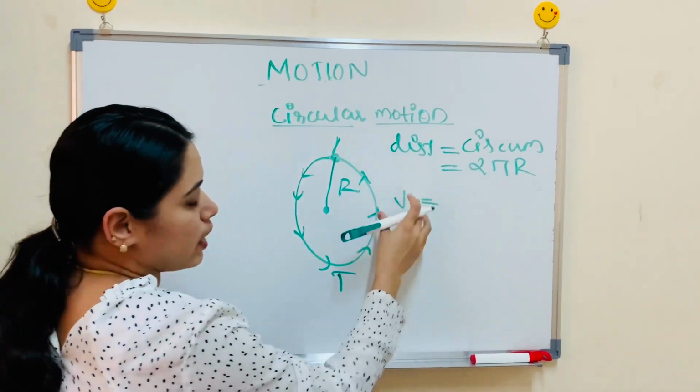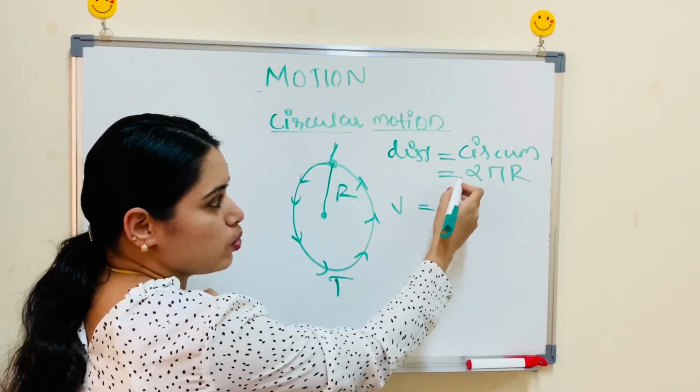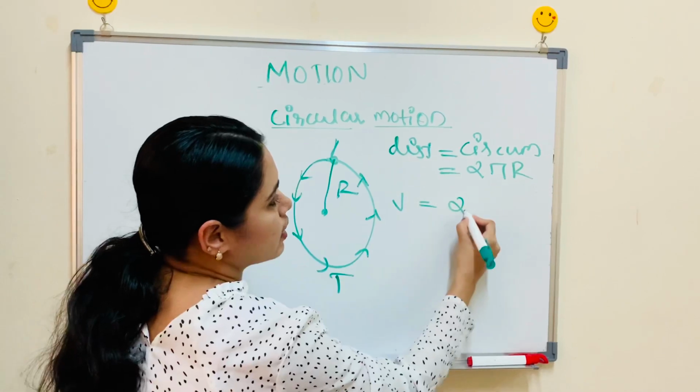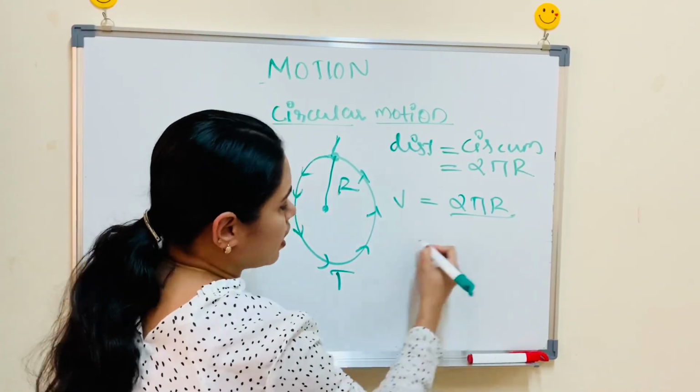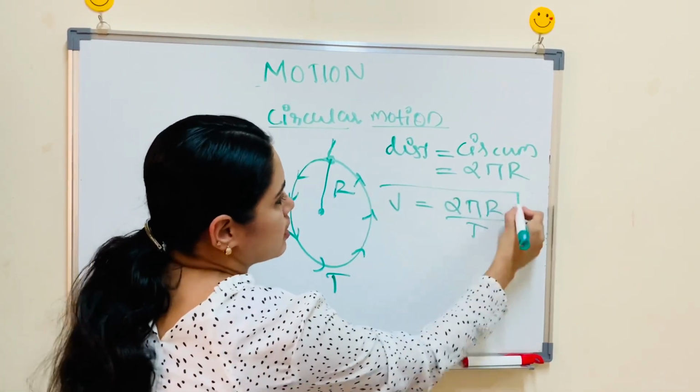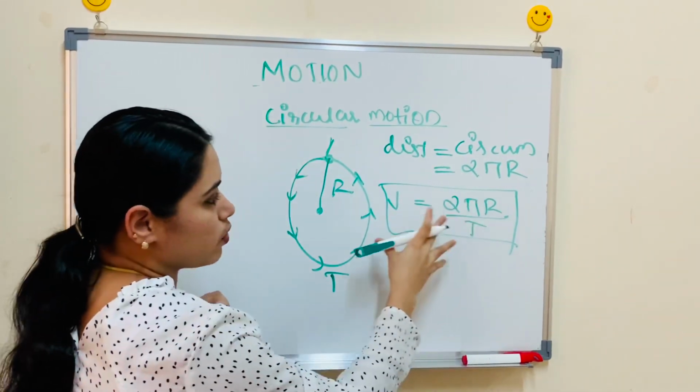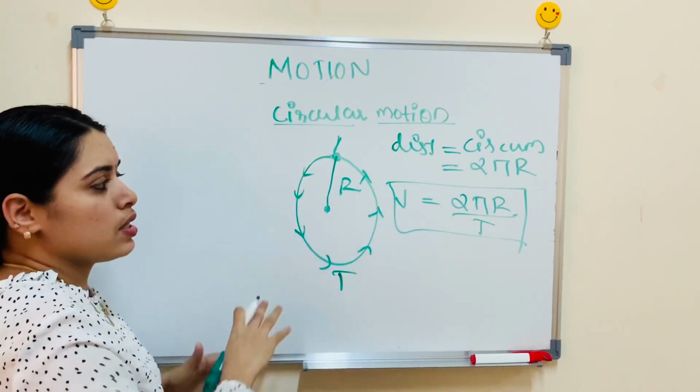So we need to find out the speed. Speed is equal to distance divided by time. So here it is 2 pi r divided by time period t. This is the formula for speed when an object is moving in circular path.